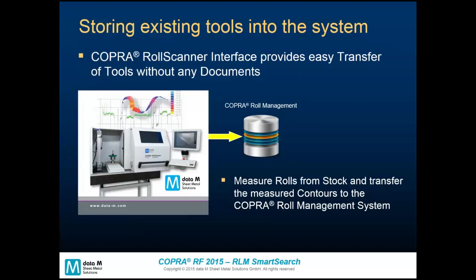Of course, we can use our COPRA role scanner, and the interface there provides easy transfer of our existing tools that exist on the shop floor, maybe legacy tools, pre-COPRA, or old designs which we've had which weren't created within the COPRA system, maybe from another supplier. And we can measure the roles from stock and transfer these contours into the COPRA role management system as well. So we can then take data we already have to use in our new design.